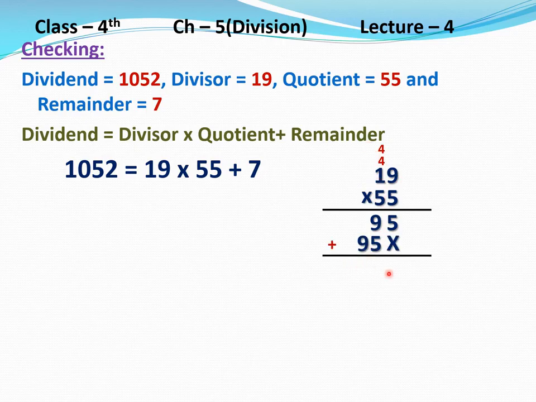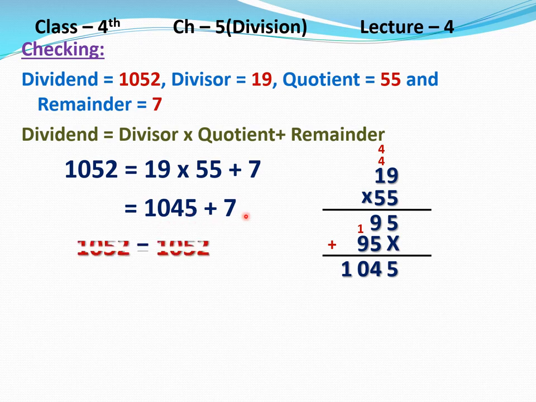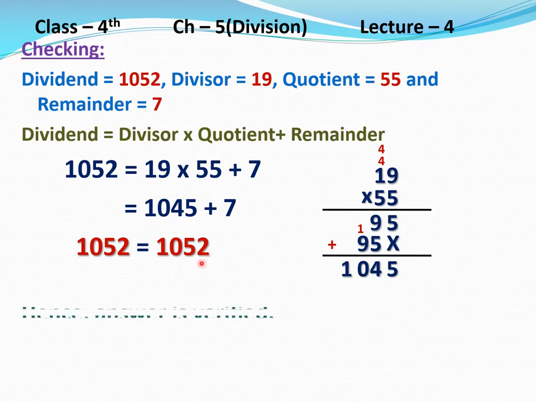Write 9 here. Now we will do addition. Write 5 here. 9 plus 5, 14. Write 4 here and 1 carry. 1 plus 9, 10. Write 10 here. 19 multiply 55 equal to 1045. Write down equal to 1045 plus 7. Now we will do addition. 1045 plus 7 is equal to 1052. Left hand side and right hand side both are equal. Hence the answer is verified. Clear?